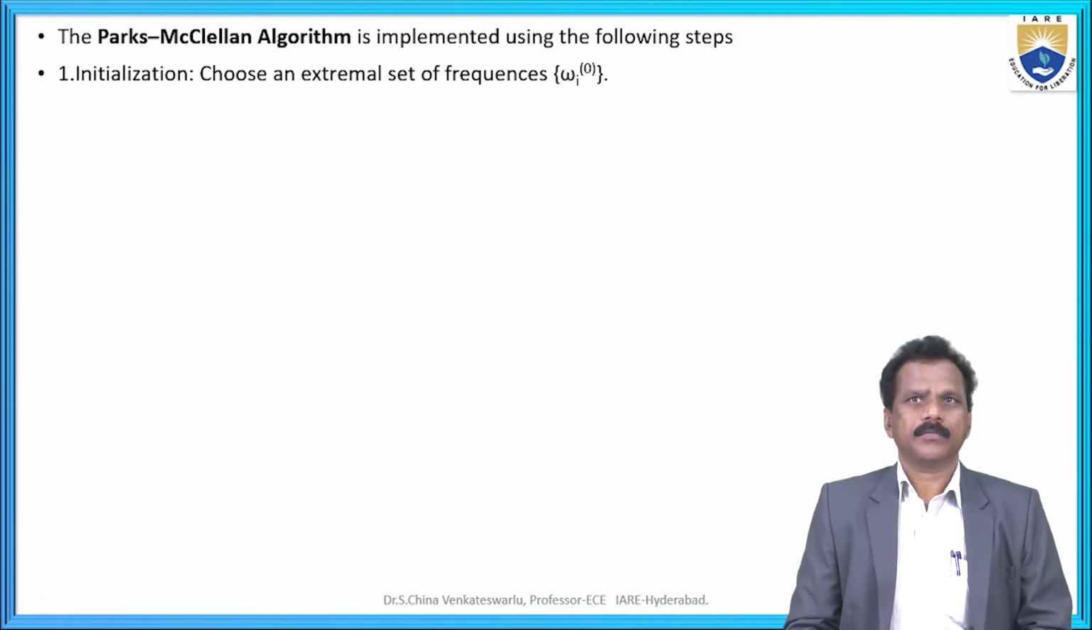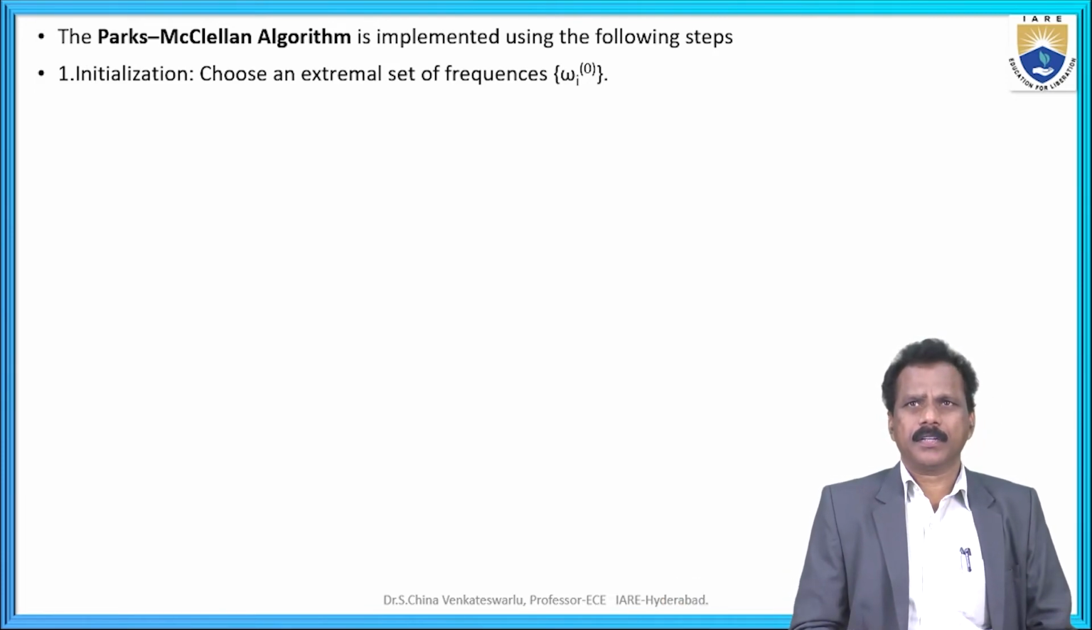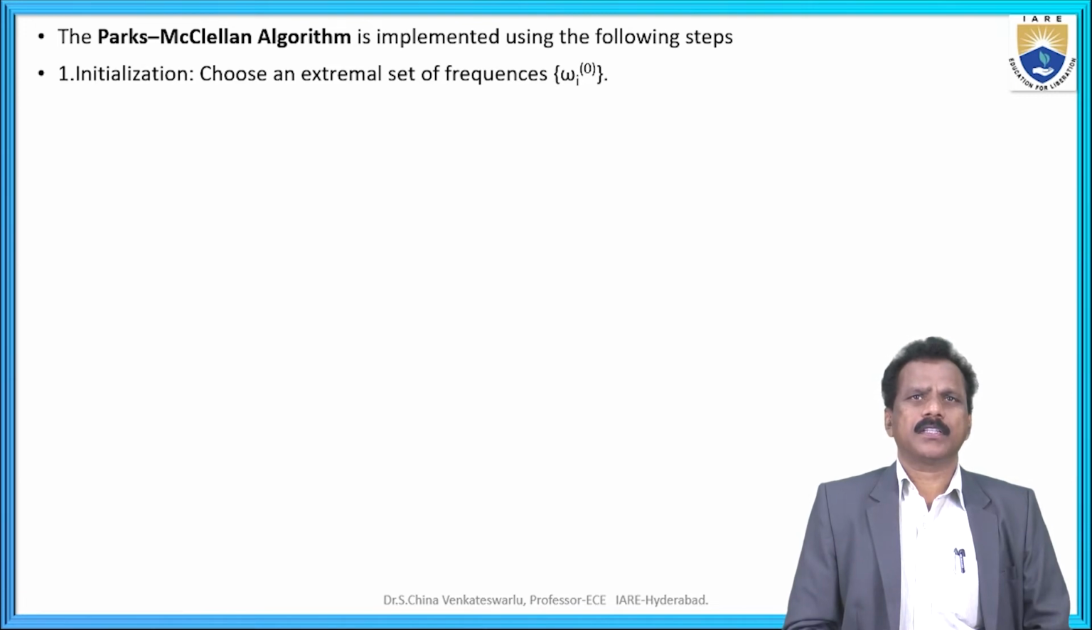The Parks-McClellan algorithm is implemented using the following steps. Step 1, initialization. Choose an extremal set of the frequencies, that is omega i power 0.